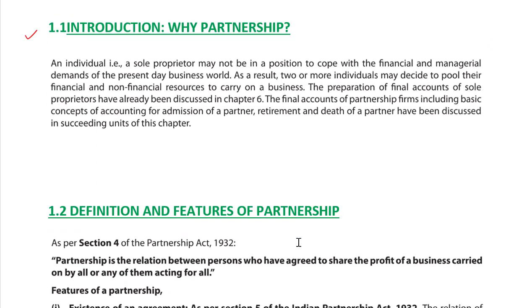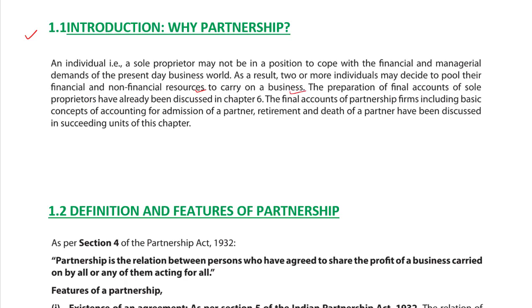Introduction. Why partnership? An individual, that is sole proprietor, may not be in a position to cope up with the financial and managerial demands of a present day business world. As a result, two or more individuals may decide to pool their financial and non-financial resources to carry on a business.